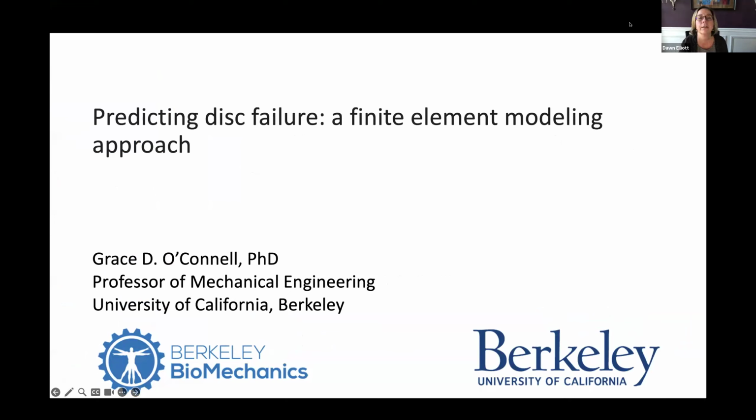O'Connell is a professor in the Department of Mechanical Engineering at UC Berkeley. She's the director of the Berkeley Biomechanics Lab, and her research interests are in soft tissue mechanobiology and tissue engineering. Dr. O'Connell received her BS in aerospace engineering from the University of Maryland and her PhD in bioengineering from the University of Pennsylvania. Her research group uses computational modeling and experimental approaches to study the effect of aging and disease on tendon, ligament, cartilage, and disc.